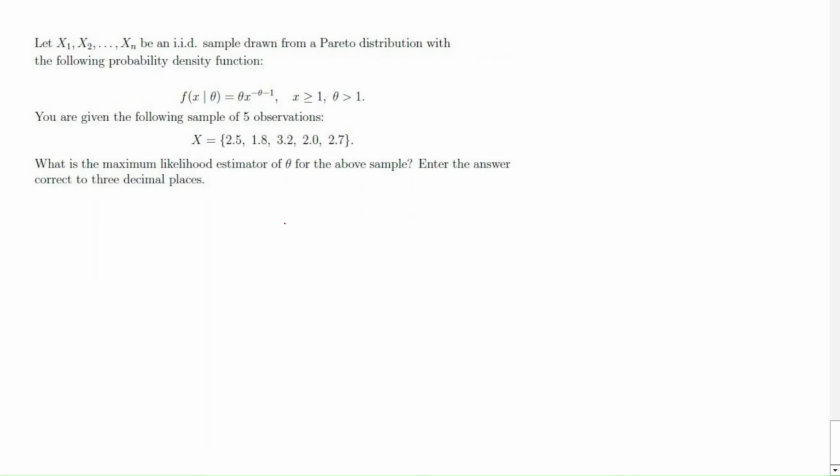Alright, so here we have a random sample x1, x2 up to xn, which is taken from a Pareto distribution, and the probability density function of the Pareto distribution is also given. The 5 sample observations are also given, and they are asking us to find the maximum likelihood estimator. So in order to find the maximum likelihood estimator, first we have to find the likelihood itself.